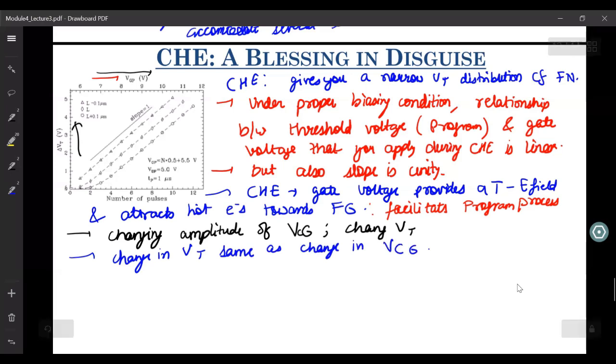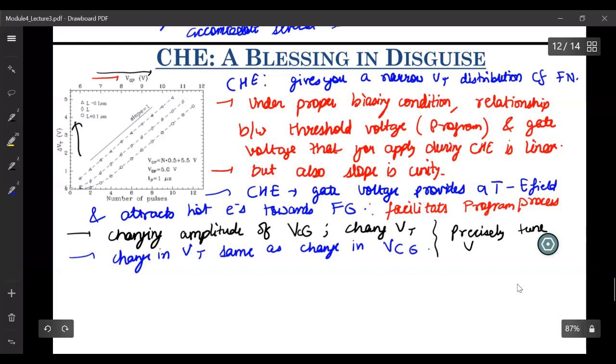So this is kind of a blessing in disguise. Just because of this, you can precisely tune your VTs into those intermediate levels.